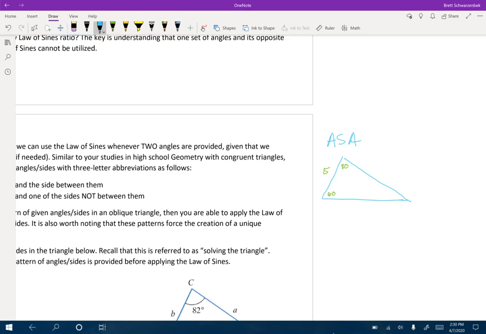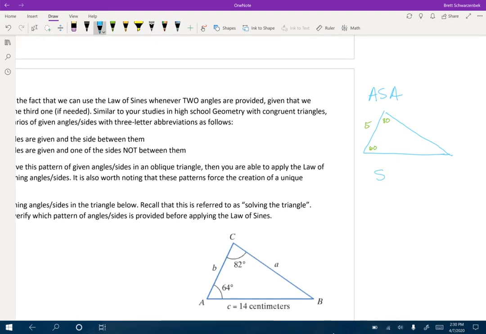The other one is SAA. So let's say you were given, again, a triangle. Let's do the same angles here, 80 and 60. If you're given two angles, but then you're given a side not between them, so it could be 12 on this side, or technically it could have been on this side, then you again can use the law of sines in order to find the missing pieces. So before you can do any problem, you must identify what the pattern is of the triangle.